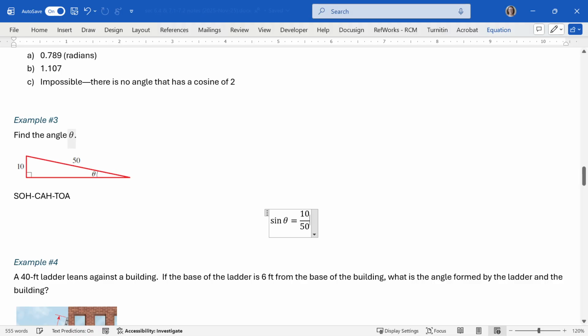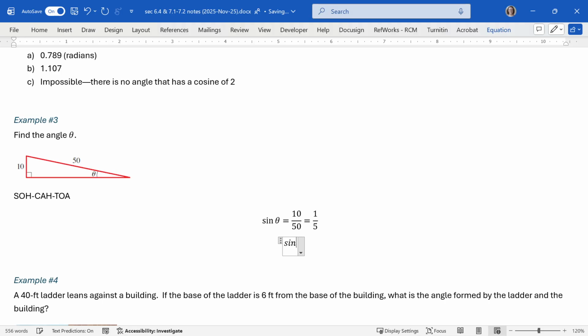And now I'm trying to find theta. So what I need to do is get theta out of this sine function right here. Then I need to take sine inverse of 10 over 50, which is the same as 1/5. Okay, so I'm going to do sine inverse of both sides.